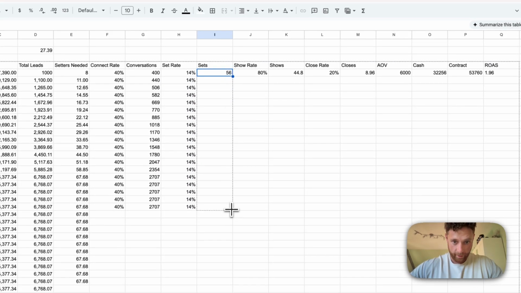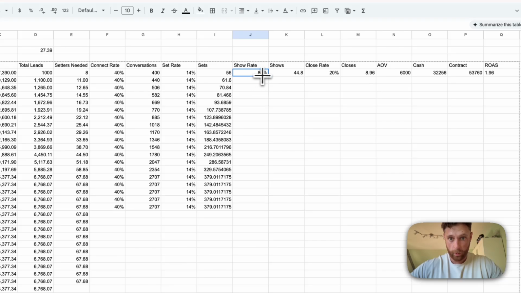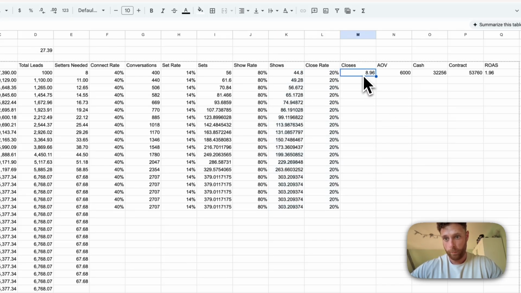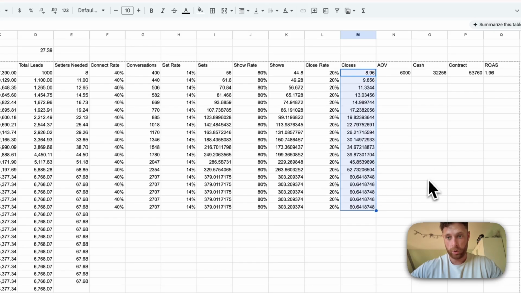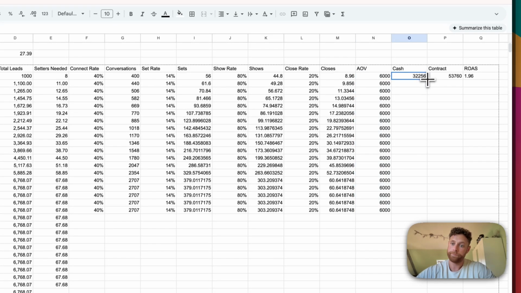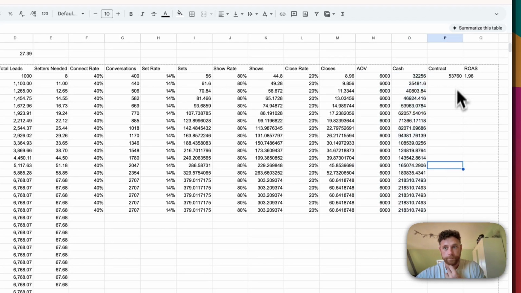Sets, we're going to drag this down. Show rate, we're going to drag this down. And we're just going to expand this thing all the way out, right? So we can start looking at these actual numbers and what needs to happen. So now that we have those initial columns, I wasn't planning on building those, so thanks for bearing with me on that. So cash, expand this guy out.